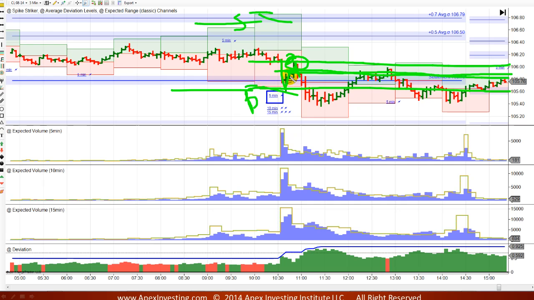I like trading right off the event. So I'll either do like the boomerang, classic boomerangs, and or I'll do the spike strikers right off of them. Okay?